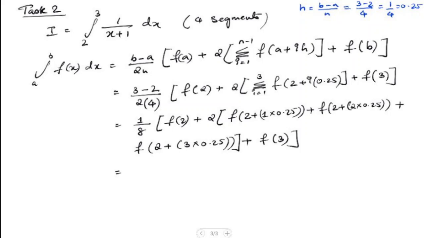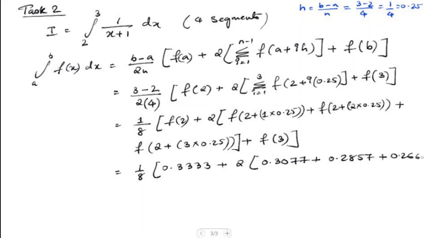So now this is equal to 1 over 8 times 0.3333 plus 2 times 0.3077 plus 0.2857 plus 0.2667, bracket closed, plus the last value f of 3, which is 0.25. So that calculated, we'll get the answer as 0.2879375. So that's the approximated value of the given integral using the multiple segment trapezoidal rule.